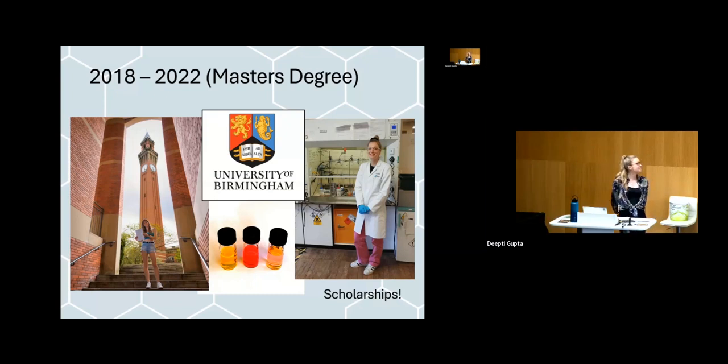And for me, the reason I decided to do that was because I just wanted to do as much science as possible in a short amount of time. And I think it helps with funding as well if you do an integrated master's. So yeah, that was my choice for that degree program.